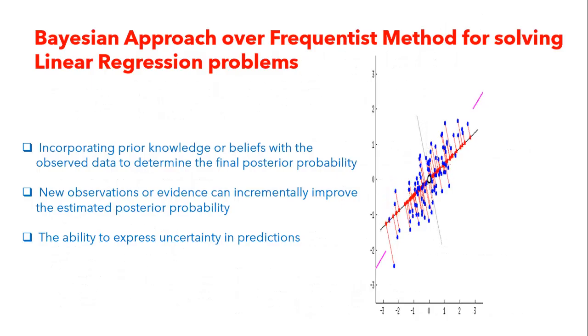So guys, by collecting this information, we can conclude the drawbacks of frequentist method over Bayesian approach, such as in Bayesian approach we involve prior knowledge to determine final outcome. Prior knowledge makes it possible to incrementally improve the estimated result in new observations or evidence. And last but not the least, it adds ability into the model to express uncertainty during the time of model prediction.